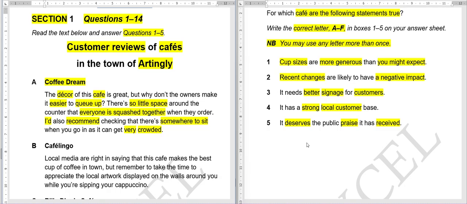Okay, time's up. Now we will read together and see about this paragraph. Cup sizes are more generous than you might expect. Is there anything mentioned about cup sizes? Nope. Second, recent changes are likely to have a negative impact. Is there any mention of recent changes or new additions, something like that? Nothing like that.